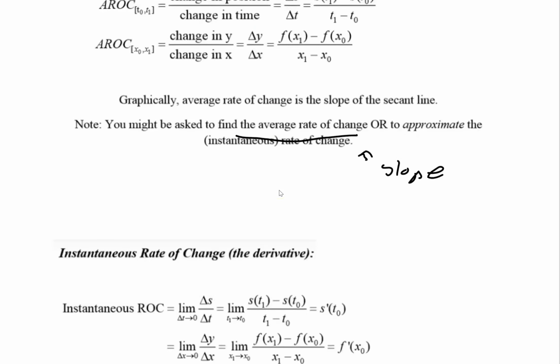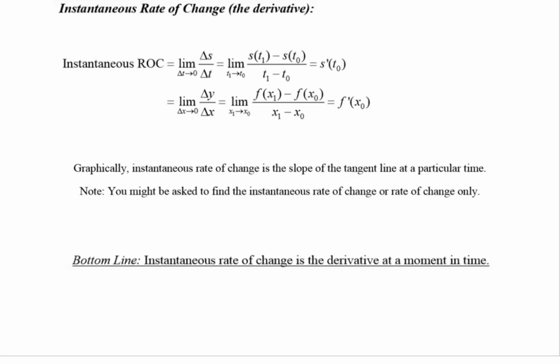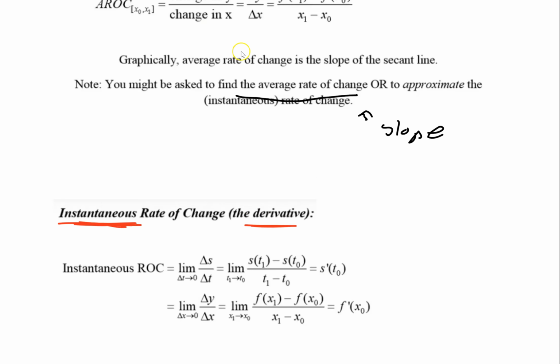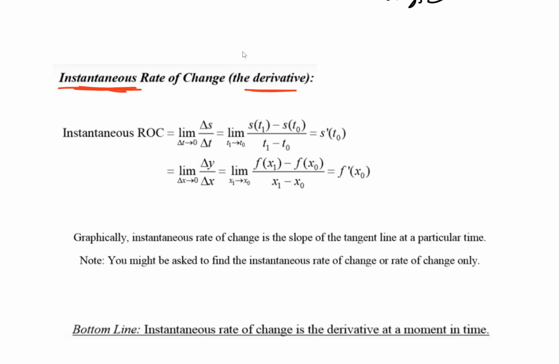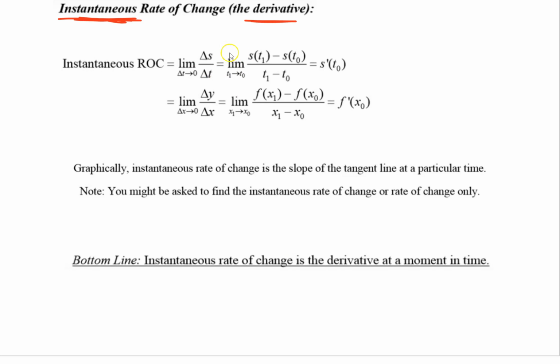That's very different from instantaneous rate of change. Instantaneous rate of change is the derivative. If you look at these formulas, they're the exact same formulas we use up here. What's the one difference? The limit. And the limit makes it calculus. So when we take the limit, it's a derivative. If you hear the words instantaneous rate of change, you're just taking the derivative. Graphically, instantaneous rate of change is the slope of the tangent line, because that's what a derivative is.